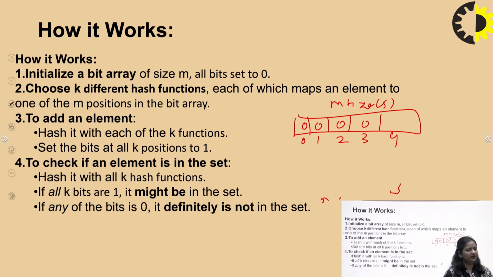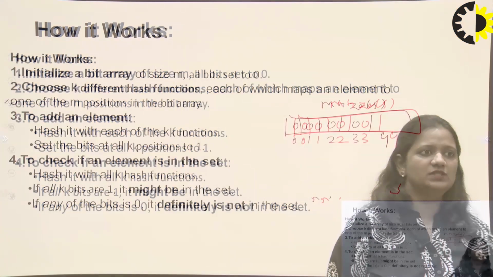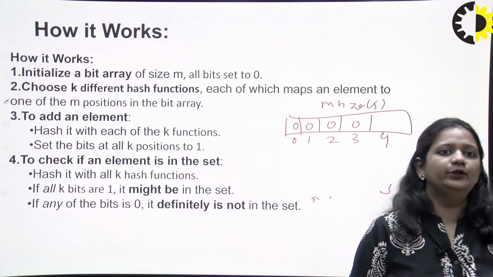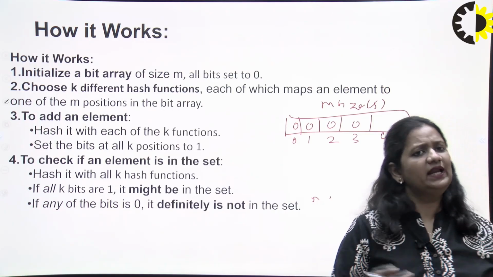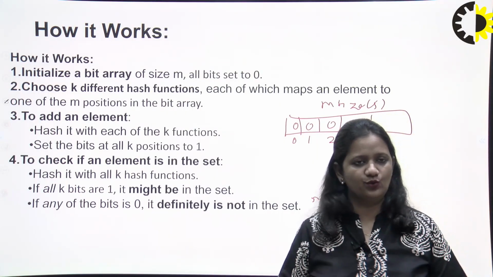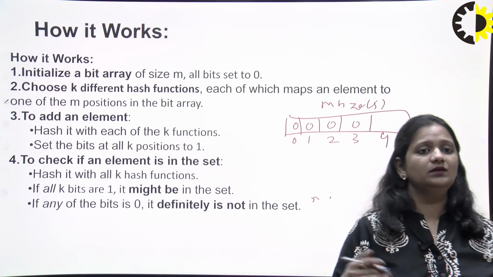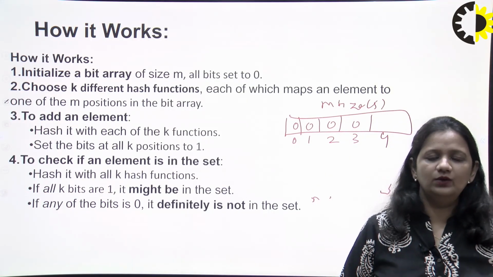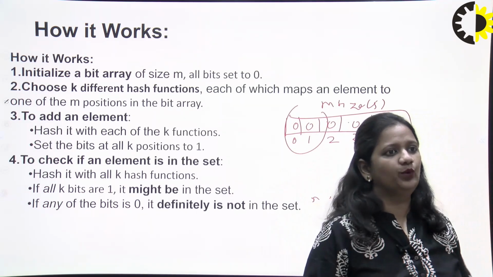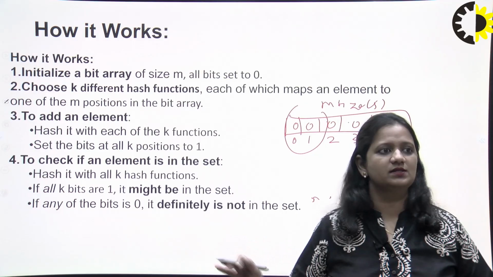To add an element, there is the insert operation: hash it with each of the k functions. So for this procedure, when we have to insert a new element, for example element 2, then hash it with all the functions and set the bits at all k positions to 1. When hashed, each function gives some value, and at that location we put 1, setting all those bits to 1.